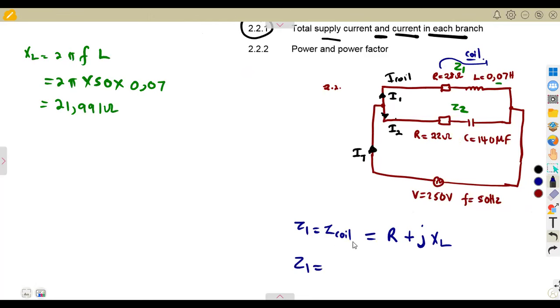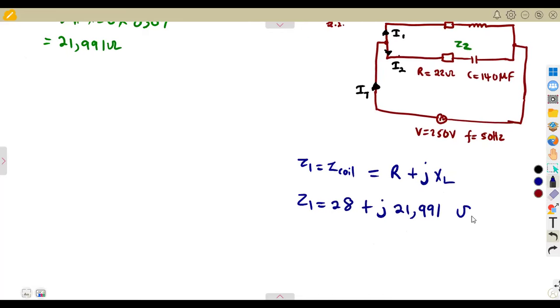Having this, we can find Z1, which is equal to the Z coil. This is the impedance of the coil. That is the resistance, 28 plus JXL, where our XL is 21.911. It is always best that you convert again to polar form. I talked about this conversion, guys. You're going to obtain 35.603, and then the angle is going to be 38.146 degrees. So this is going to be your Z1.